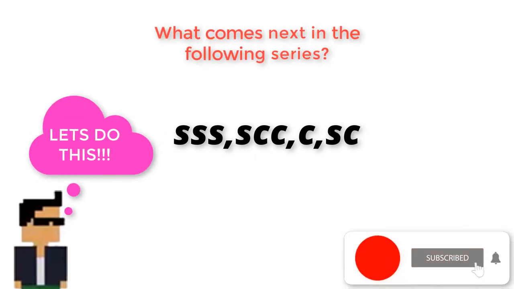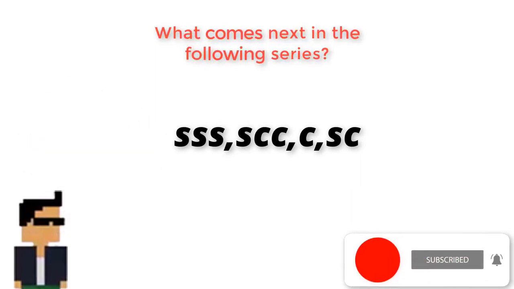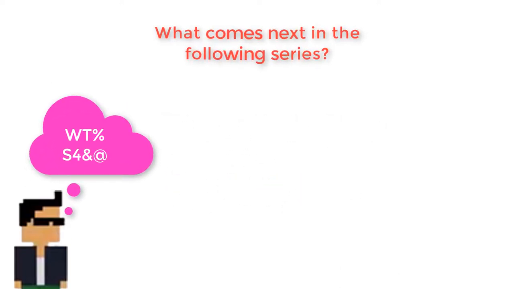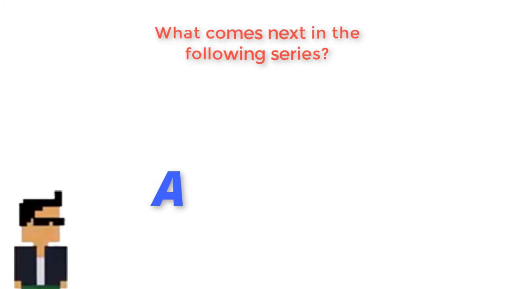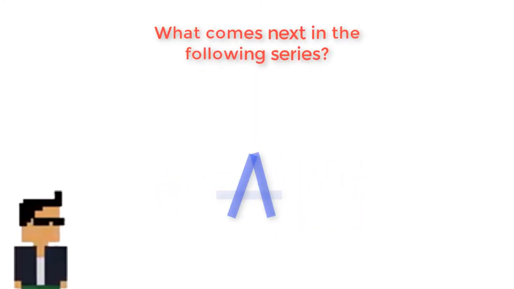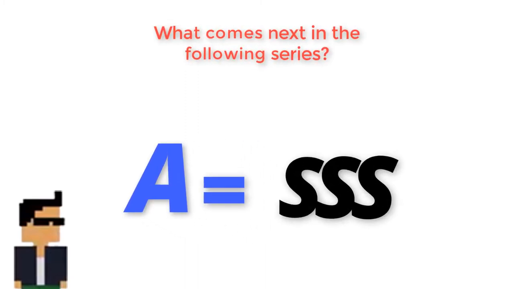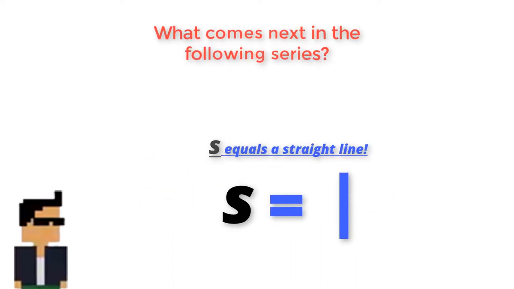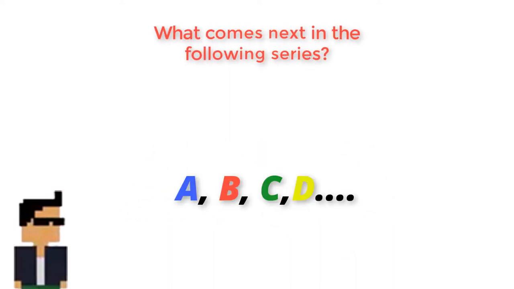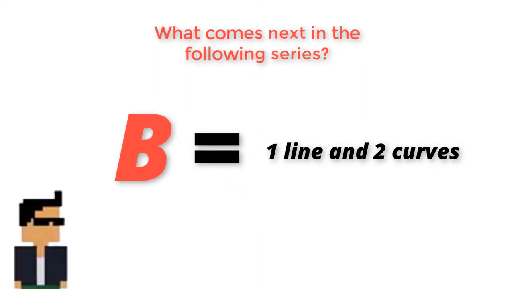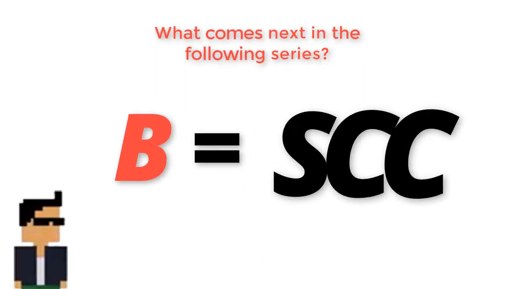Well, this silly little code here represents the series of letters of the alphabet. Now, capital A is made of three straight lines: the two that make the actual angle and the one that goes across the center. And to encode this, we use SSS. So we can assume that S basically represents a straight line. And the capital B is one straight line and two curved ones. So therefore you have SCC.